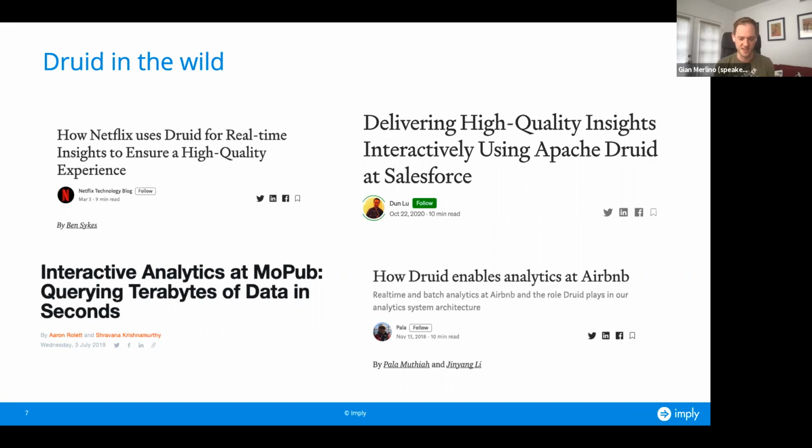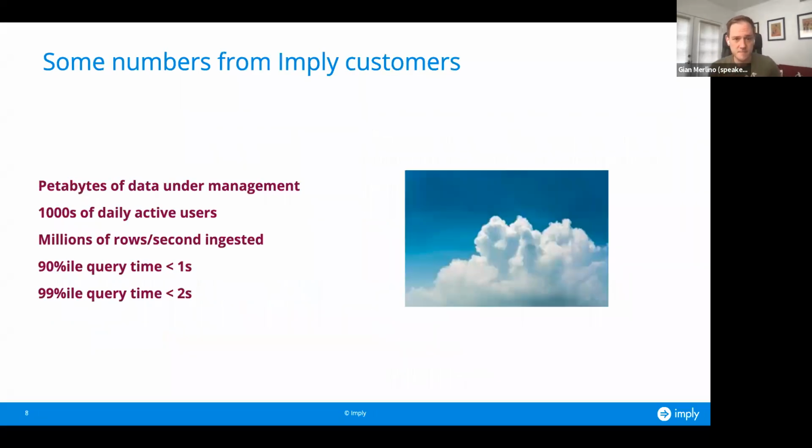So it's a system that is really deployed at pretty massive scale at some of the companies out here in the Valley that have mountains and mountains of data. Yeah, it's also used by Imply customers. Some numbers from Imply customers.